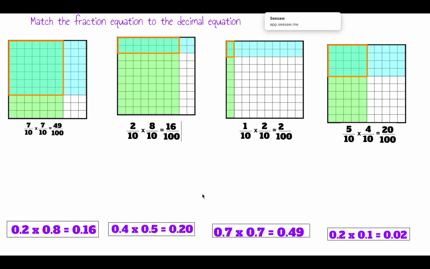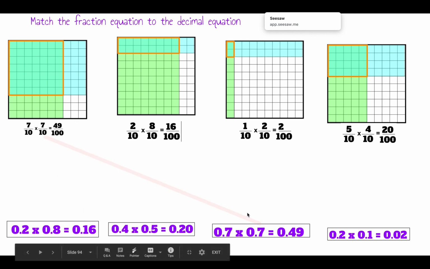So on the first page of your practice, you're going to match the fraction equation to the decimal equation. So this picture shows 7 rows going side to side and 7 columns going up and down. There are 49 squares where they overlap. We can write that as 7/10 times 7/10 equals 49/100ths. So let me look down here for the same equation with decimals. Hey, there we go. 7/10 times 7/10 equals 49/100ths. Now you find the next 3.